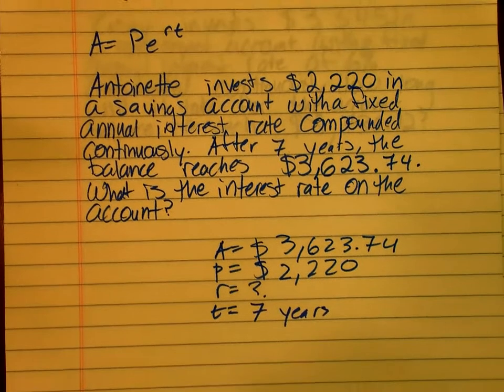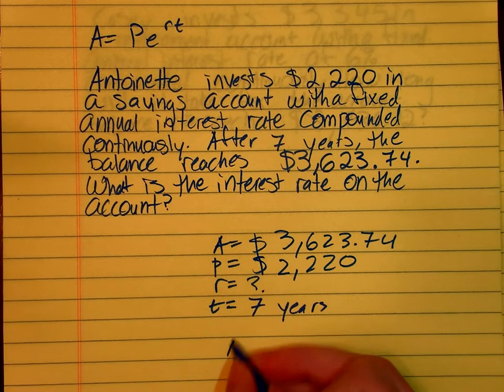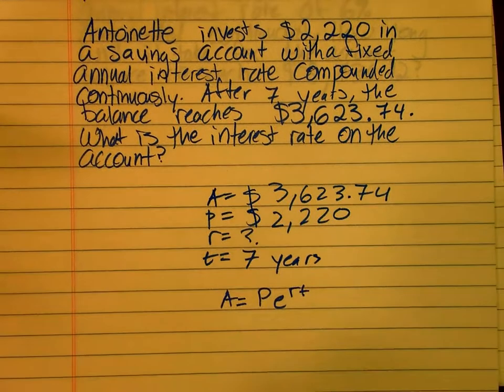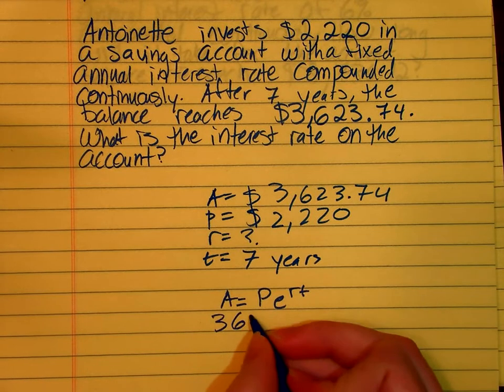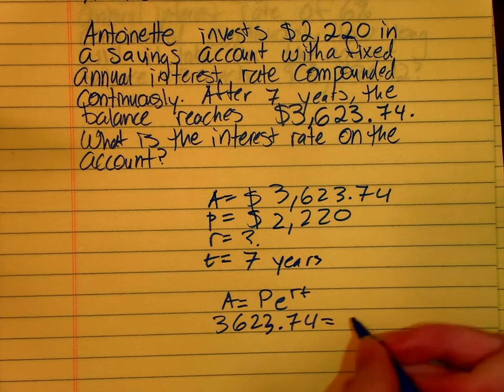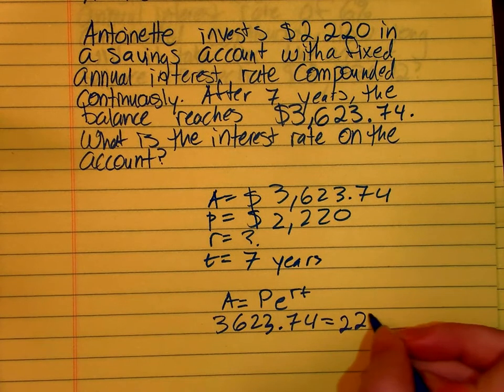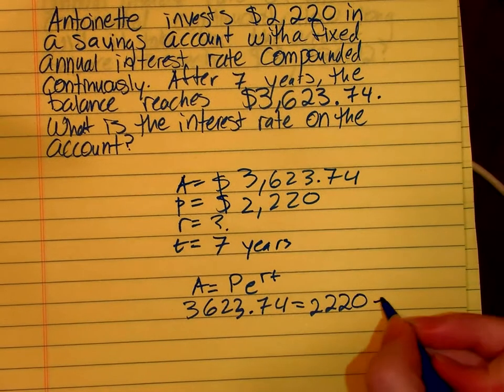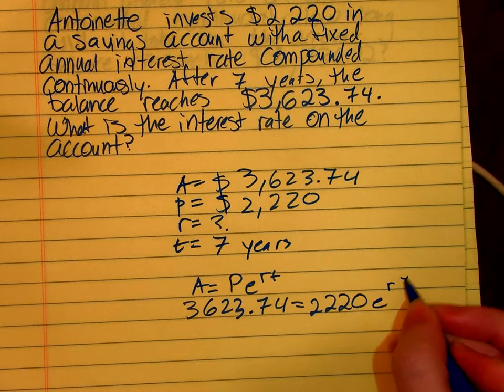So let's go ahead and plug this into the equation. So I have A equals P E to the RT. So the A is $3,623.74. My starting amount was $2,220. E to the unknown R times 7.